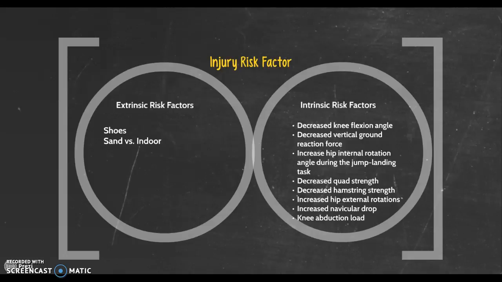Some of the intrinsic factors, some of these we can help as clinicians, some of them we cannot. There's a noticeable decrease of the knee flexion angle, and this can be due to tight quadriceps. We notice that there is a decreased vertical ground reaction force, so the person is not landing as properly as they should. And we see some other issues that athletic trainers are able to help with, such as decreased quad strength, decreased hamstring strength, and, because of an increase of the hip external rotators, we want to work on the internal rotators. Some other aspects that may lead to injury risk are an increased navicular drop or the knee abduction load.